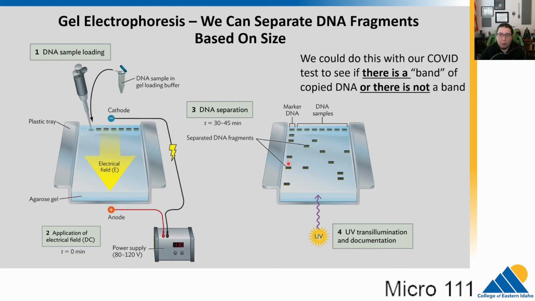So on this end, we have what's called a DNA marker. It's known DNA sizes. So this might be 100 bases, this might be 200, 300, 400, 500. And then we have our samples here, and we're looking at the different sized bands. So in our COVID example, if there was a band, you have the COVID virus in you. But in this lane here, there's no band. That would be a negative. You don't have the virus in you. That's one way we can see DNA.